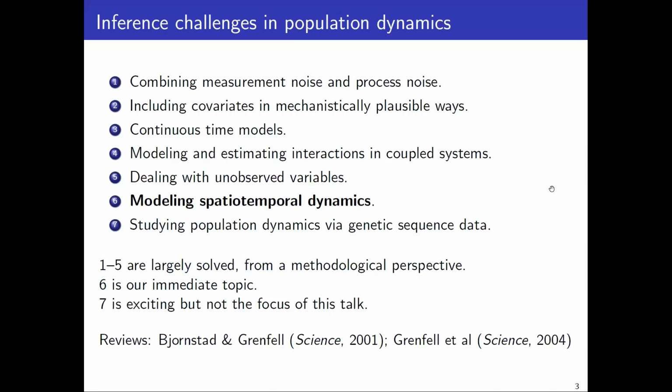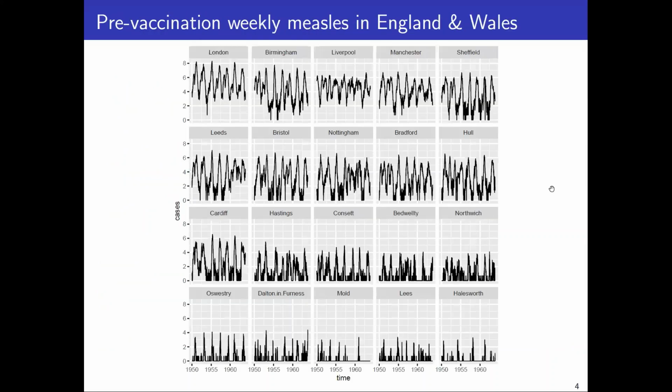Then you may have space-time data, you may have genetic data. But these problems 1 to 5 are largely solved from a methodological perspective. That's been a lot of what's been happening over the last couple of decades. So 6 and 7 are currently the research edge, and this talk is on 6, spatiotemporal dynamics.